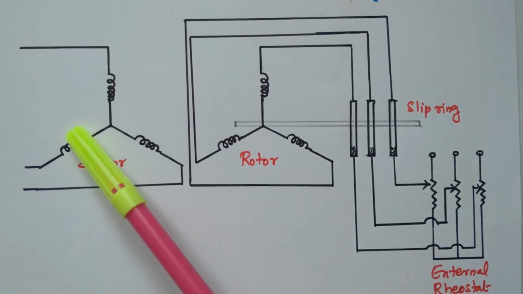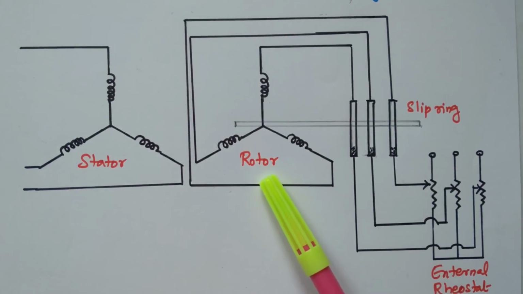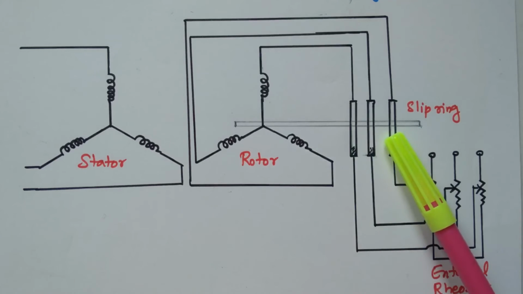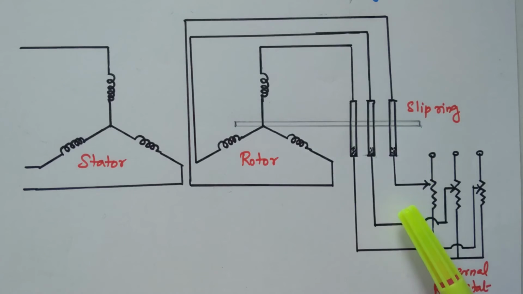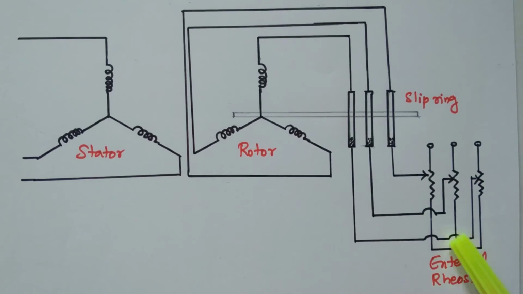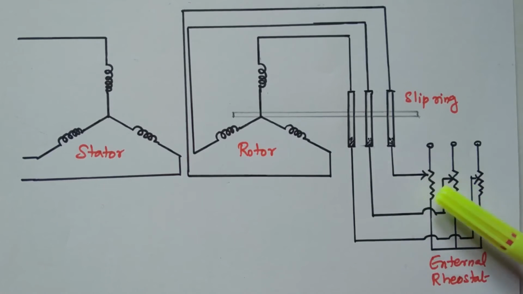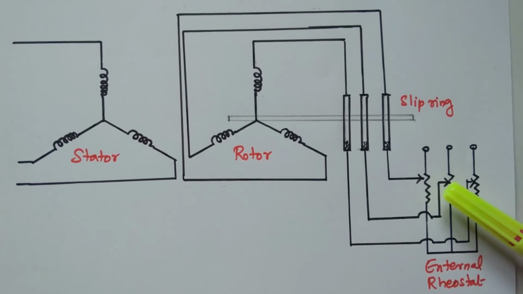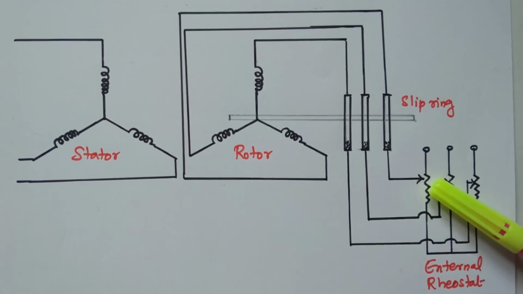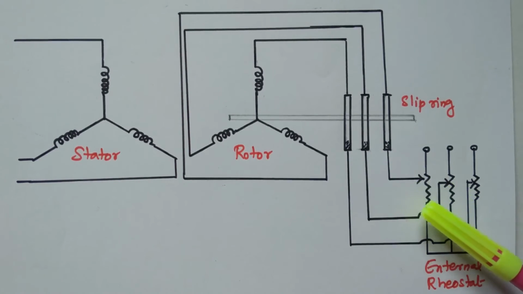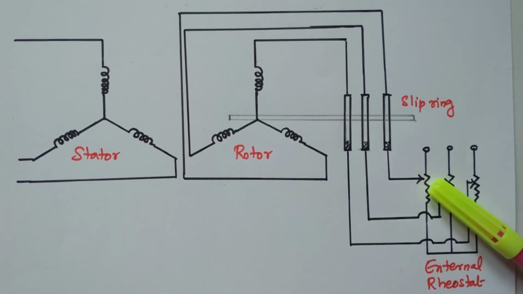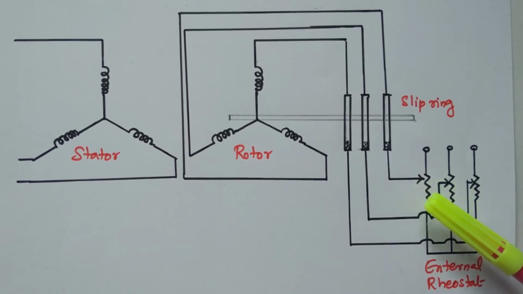The stator winding is available here. This is the rotor winding. It is a slip ring induction motor. It is connected with the external resistance. The external resistances are connected. It is connected with the maximum resistance portion. So this point is the maximum. If it is connected here, the entire voltage is applied. While connecting here, the voltage will be dropped in the resistor, and the remaining voltage will be given to the slip ring. So the maximum resistance position is connected initially.